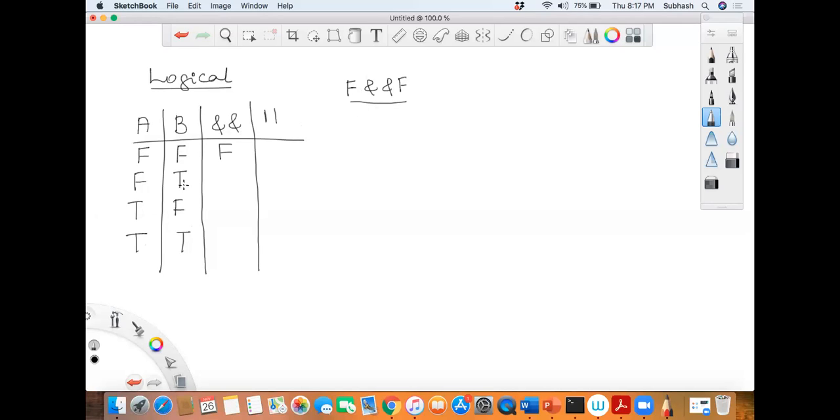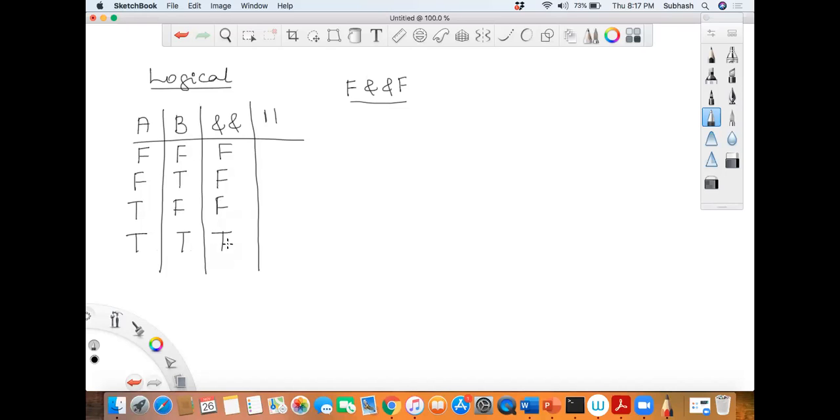Now false and with true, what will be the result? False and with true. So you have to memorize this table. It would be false. True and with false, it would be false. Now true and with true, what will happen? It will give you true.